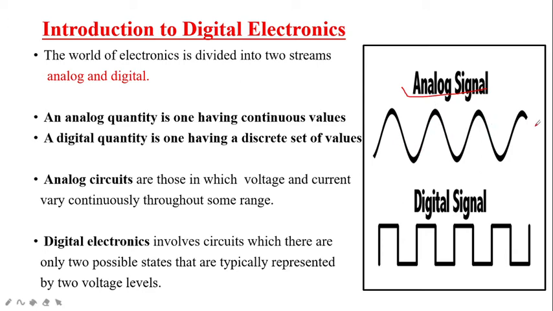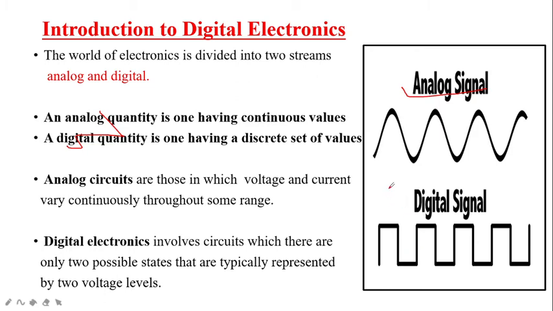Fine. Now the next one is the digital quantity. A digital quantity is one having a discrete set of values, that is, discrete in time; it is distinct and not continuous. So analog is the opposite of digital. Analog has continuous values, whereas a digital signal has a discrete set of values. These are basically called analog and digital.